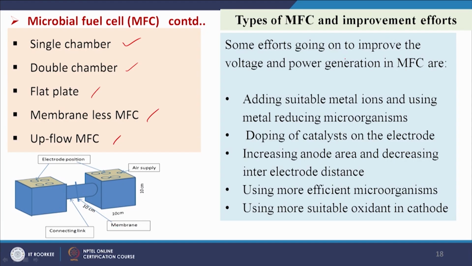And some efforts are going on to improve the voltage and power generation in MFC also, and those are adding suitable metal ions and using metal reducing microorganisms, doping of catalyst on the electrode, increasing anode area and decreasing inter electrode distance, using more efficient microorganisms, using more suitable oxidant in cathode.